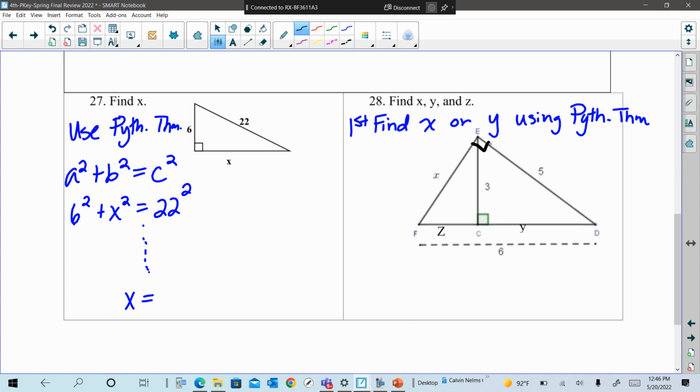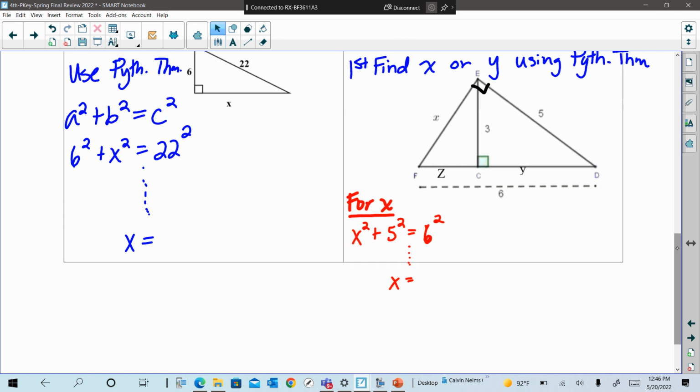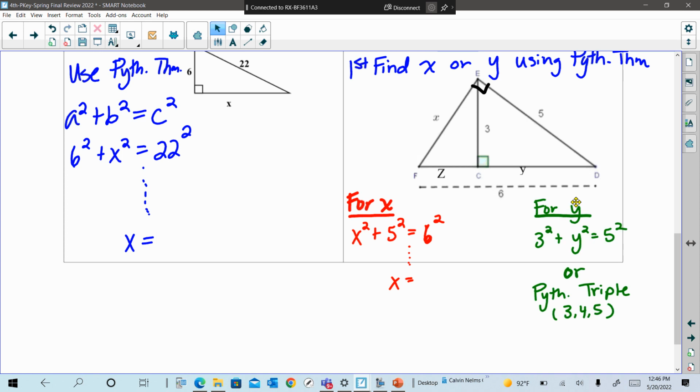So if you're doing the x, then you have to do x squared plus 5 squared equals 6 squared. If you're doing the y, you can do Pythagorean theorem or triples if you see a triple. And then to get your z, you just find the difference between 6 and 4, because 6 is the whole segment and 4 is the part.